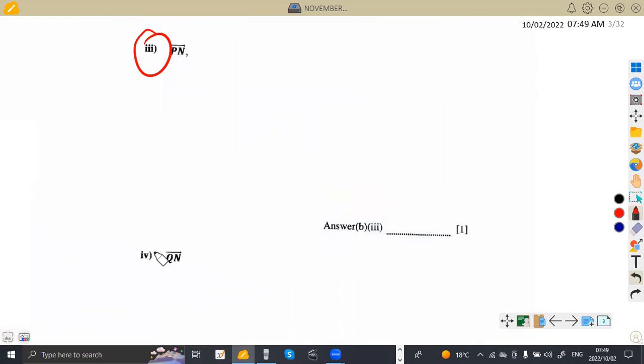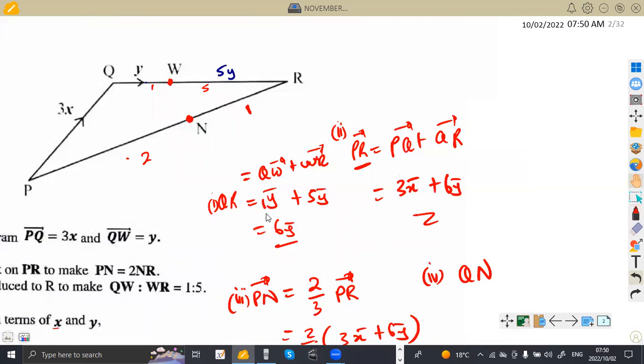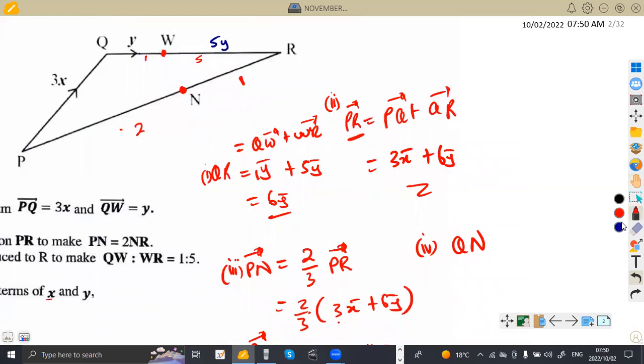Let's see the other part now, item 4, QN. So what is the vector QN? From Q to N, which route are we going to take? Since we have PN, we can just take this route here from Q to N. So it's QP plus PN. So this will be our QN.